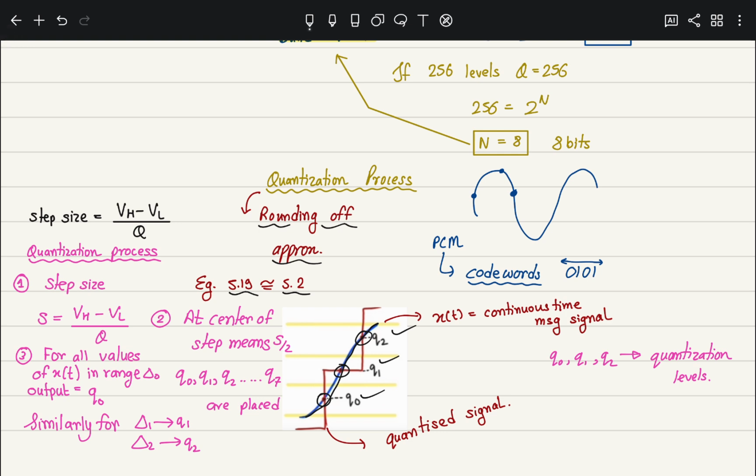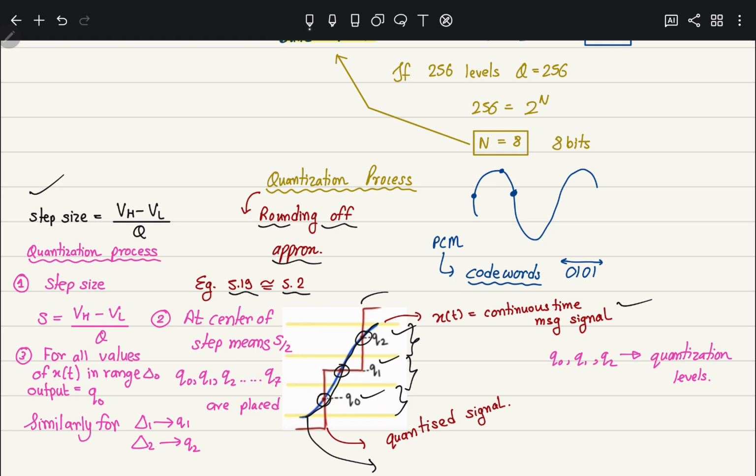So basically quantization points, and there is another term, step size, also. So we'll know about this also. This blue line is the continuous message signal, which is also an analog signal, and this red line is the quantized signal. And if we mark these points also, the black points, then what are they? They are the step size.